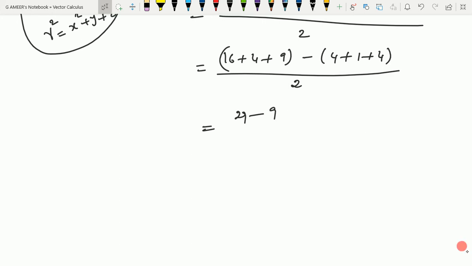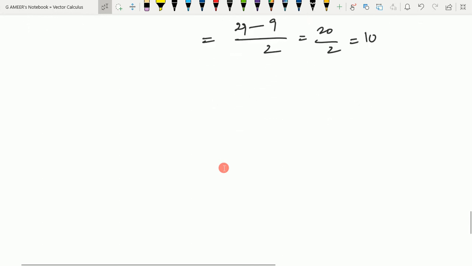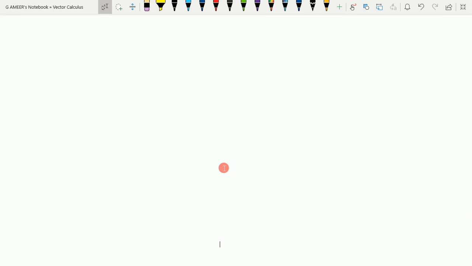This will become 29 minus 9 by 2, that is 20 by 2, that is equal to 10 units. So whatever the units they have given, the same units will come. Okay. Yeah, this is the way of solving the problem. Let us go for another problem.